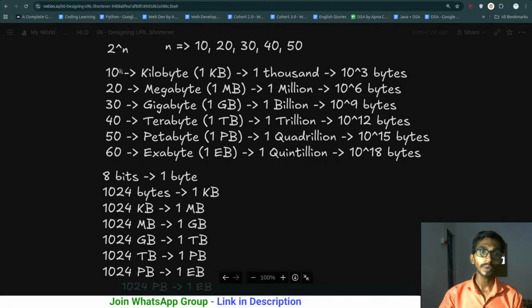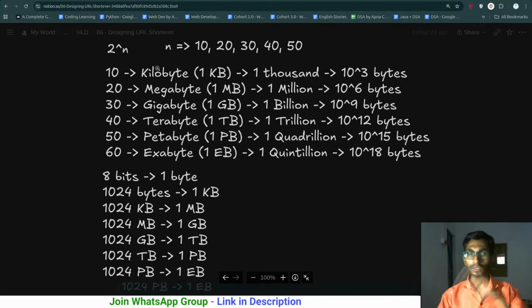So ultimately, 2 to the power 10 is called a kilobyte, that is approximately 1000, you can call it 1000 or 10 to the power 3 bytes. 2 to the power 20 is called 1 megabyte, equivalent to 1 million, not exact but around. 2 to the power 30 is gigabyte, approximately 1 billion. 2 to the power 40 is terabyte. So 10 kilobyte, 20 megabyte, 30 gigabyte, 40 terabyte, 50 petabyte, and 60 exabyte. This is how it keeps going on, and these numbers you have to keep in mind.